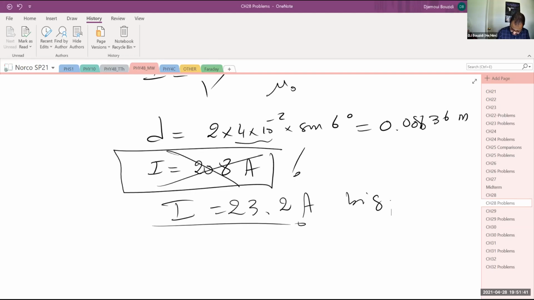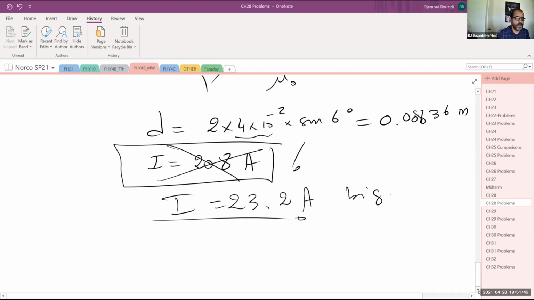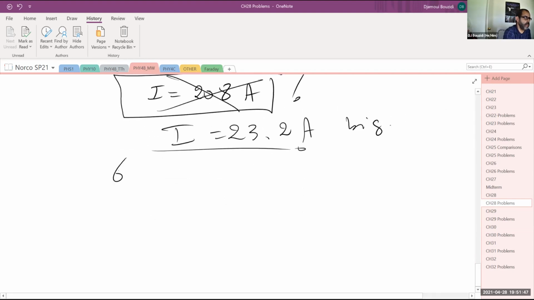Problem 62 basically gives you this shape. Let me read through it again. The wire semicircles shown in the figure have radii A and B. Calculate the net magnetic field and the direction that the current in the wires produce at point P, which is right smack in the middle.